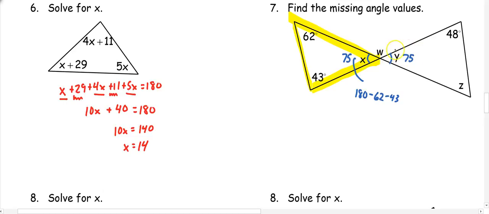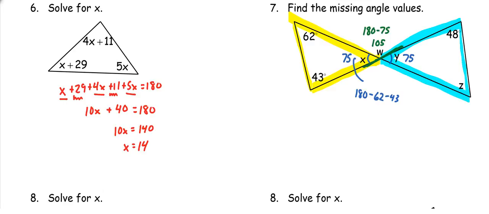To get w, I know that w and x form a straight line, so I can subtract 180 minus the angle I know to get that w is 105. Then I can move to my triangle that's on the right and highlight it in blue to get z. Again, I know that my triangles are 180 degrees. So 180 minus 75 minus 48 will get me a measure of 57 degrees for z.